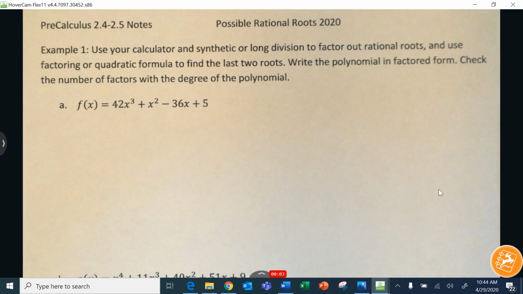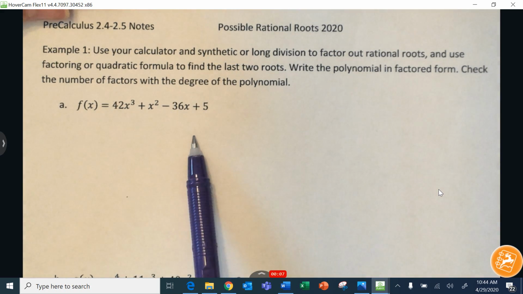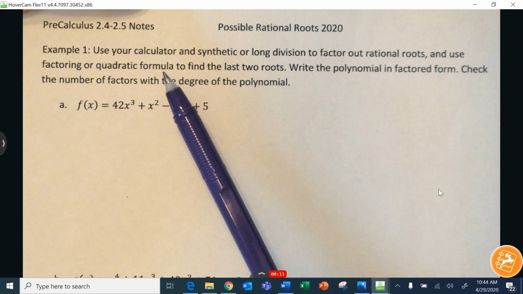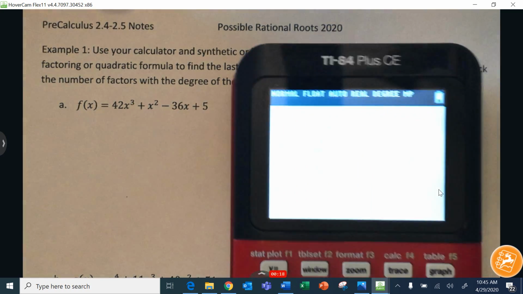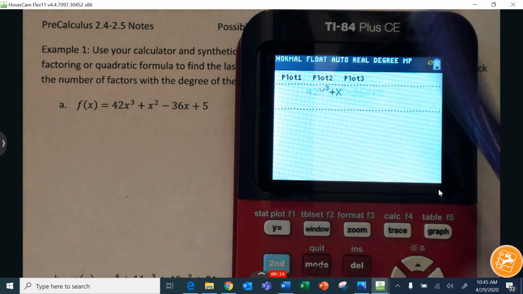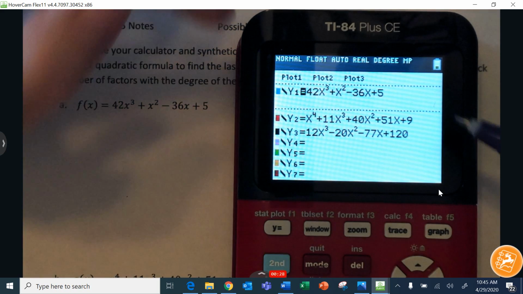All right, so today we are going to start with an equation or a function, and we're going to use our calculator and we're going to use synthetic or long division to factor out rational roots. What I've done on my calculator, and you can pause this video at any time to catch up, is I've actually just put all three of them in so I could make this video a little bit shorter.